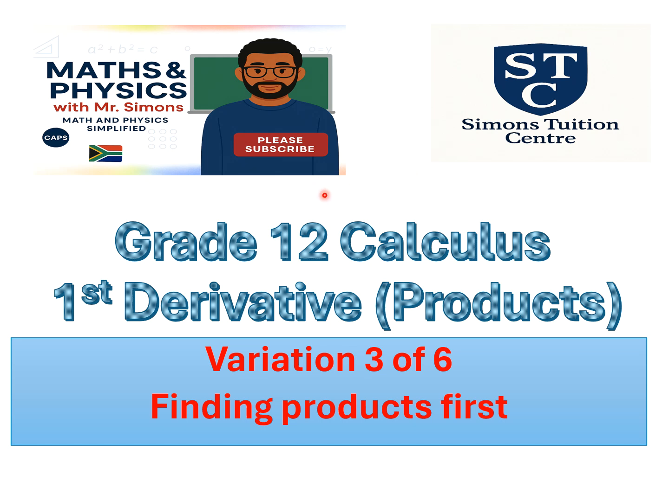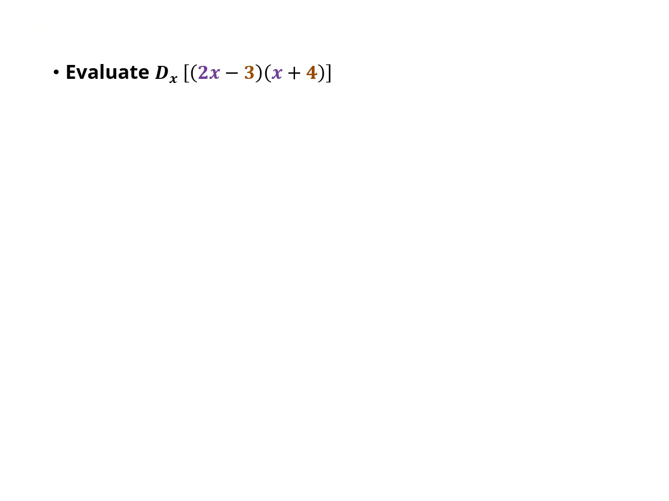Today's lesson on calculus, we're finding the first derivative, but we first have to find products. Alright, so this is the third of 6 variations. This is one of the first 3 easier problems we ask under calculus. Evaluate d/dx of (2x minus 3)(x plus 4). Before I can differentiate, I first have to simplify and multiply out by finding the products.